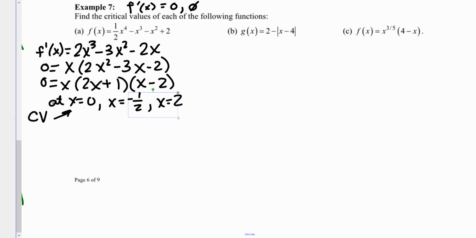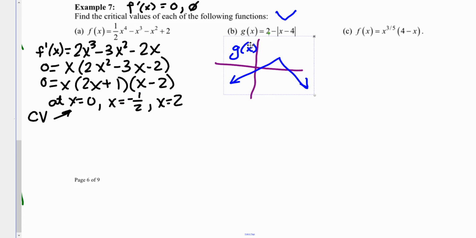Okay, we're going to use those to evaluate different things later, but you have to be able to find them first. All right, this one, I don't really like taking the derivative of absolute value functions, so I'm just going to sketch this graph here. 2 minus this, so it means I'm going to take that basic absolute value shape and flip it over, and I'm going to move it up 2, and I'm going to move it to the right 4. All right, so it would probably look something like this. So this is our g of x function.